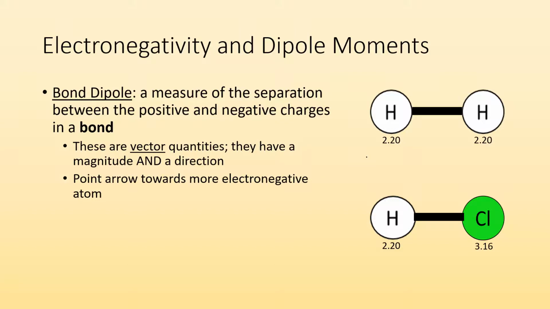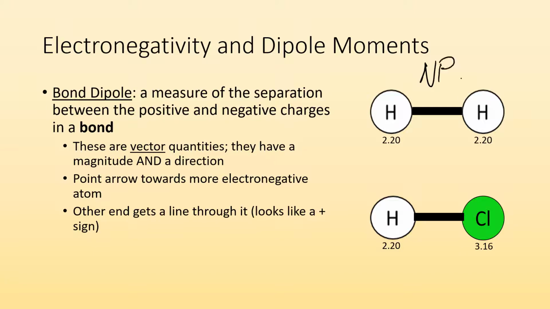So you want to point an arrow towards the more electronegative atom, and the other one gets a positive sign through it. It's like the feathers on an arrow. So because H2 is nonpolar, there is no bond dipole, right? But for HCl, you would draw an arrow going, hey, the electrons are being pulled in this direction. And then you would put little feathers on the arrow right there. So it looks like a plus sign. And that is your bond dipole.